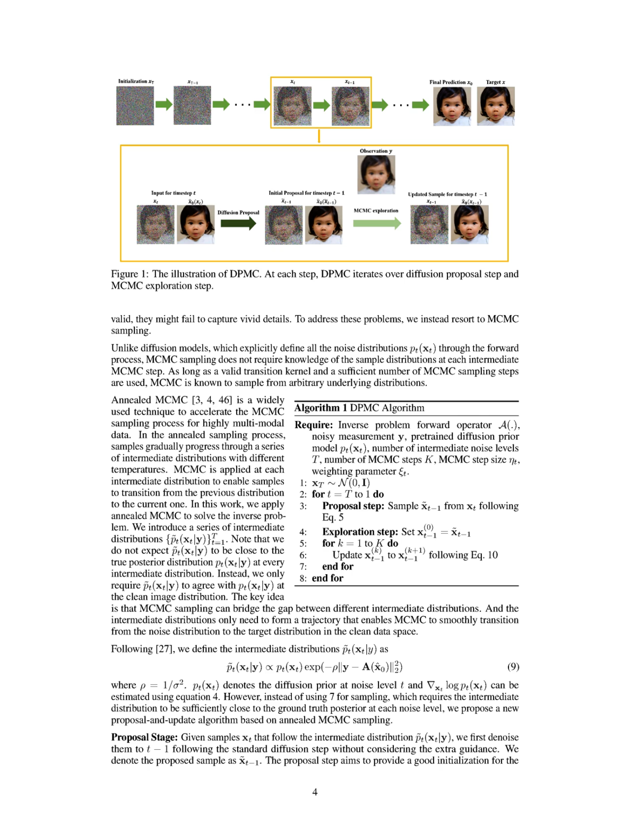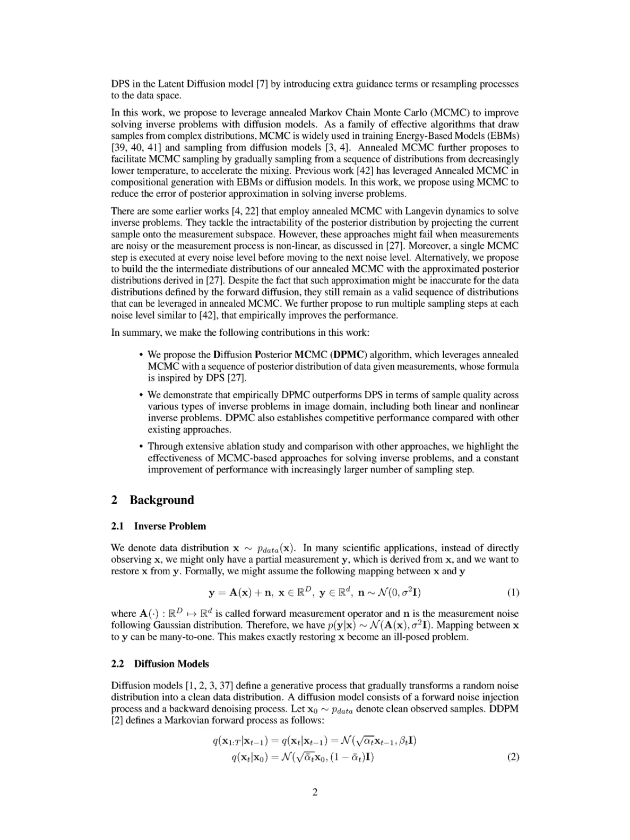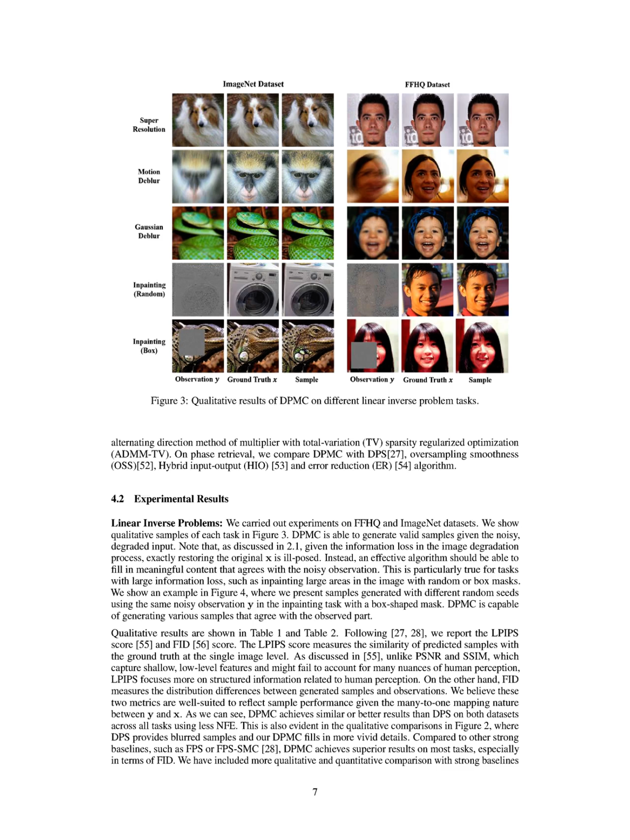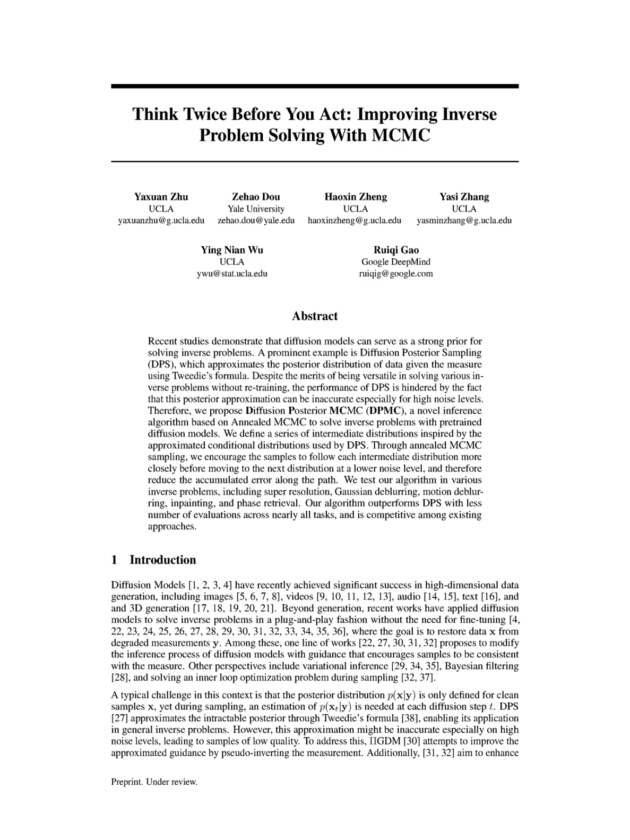true x_0. DPMC introduces annealed Markov chain Monte Carlo, MCMC, sampling to improve the posterior approximation by leveraging a sequence of intermediate distributions, allowing for better exploration of the sample space and reducing the error in the posterior estimation. This approach enables DPMC to generate samples that capture more vivid details, compared to DPS, which often produces blurred results under similar conditions. Ultimately, DPMC empirically outperforms DPS across various inverse problems by effectively managing the challenges posed by noise and the ill-posed nature of the restoration task.